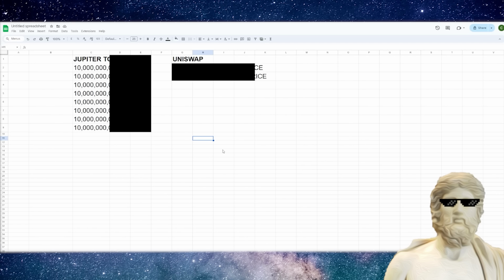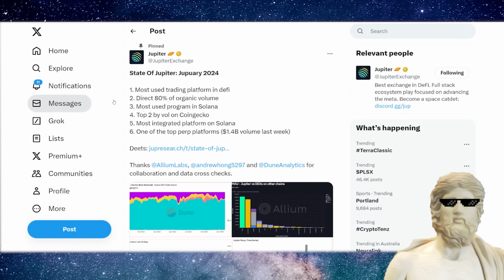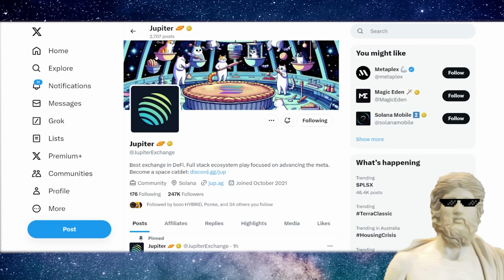So if you guys have not heard of Jupiter, it's one of the most exciting places to be in DeFi right now. It's based on Solana. It's the most used program in Solana. It's the most used trading platform in DeFi. So I think it actually has taken the cake away from Uniswap recently, according to some of the statistics out there. And a big airdrop is happening, and the crypto basically kicks off today.